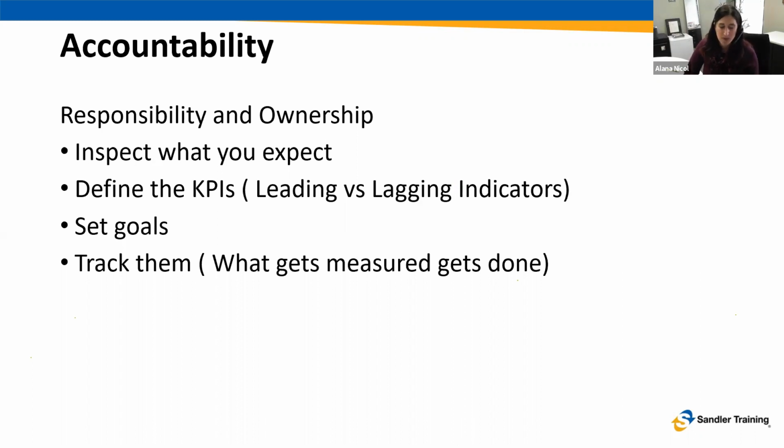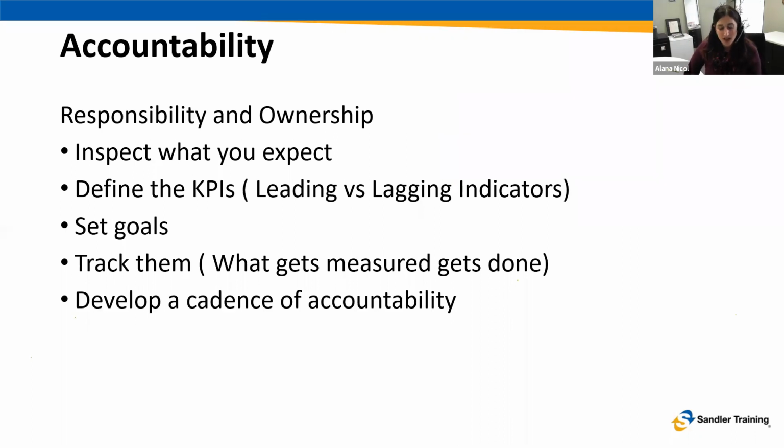That's not something we came up with. I'm sure you've heard of it. But then once we've got our goals and we're tracking them, we've got to develop a cadence of accountability. That means we regularly have to be having conversations. We have to have team meetings. WIM stands for weekly individual meetings, where we're coaching towards a behavior. We're evaluating, did you hit your behavior goal? Did you not? What got in the way? What can I do to help?